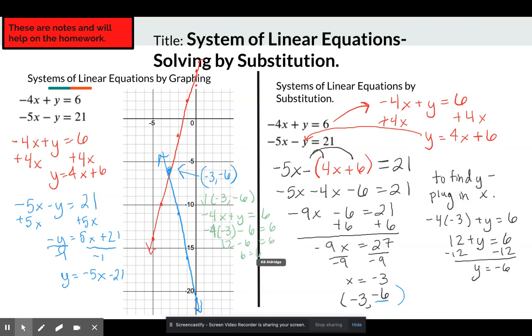All right, and then we're going to check the next one. (-3, -6) into -5x - y = 21. -5 times -3 minus -6 is 21. 15 plus 6, heck yeah, 21 equals 21. They're both true, so we know we got them both correct. Excellent. As always, if you need more time, pause it.